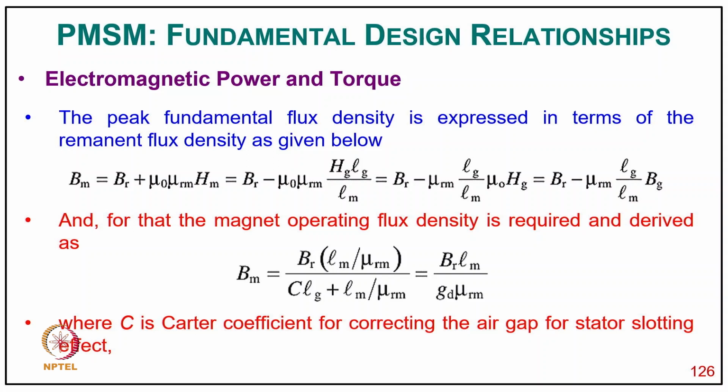The peak fundamental flux density is expressed in terms of the remnant flux density as given here: Bm equal to Br plus mu 0 mu Rm Hm, equal to Br minus mu 0 mu Rm Hg Lg upon Lm, or equal to Br minus mu Rm Lg upon Lm into mu 0 Hg, or Br minus mu Rm Lg upon Lm into Bg. For that, the magnet operating flux density is derived as Bm equal to Br Lm upon mu Rm divided by C lg plus Lm upon mu Rm, equal to Br into Lm upon Gd into mu Rm, where C is the Carter coefficient for correcting the air gap for the stator slotting effect.